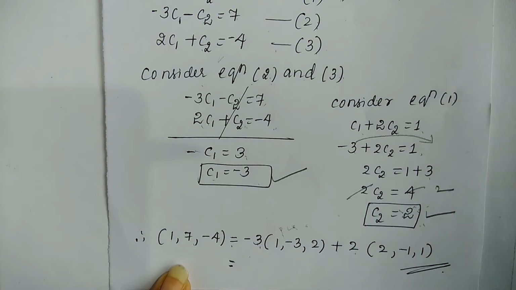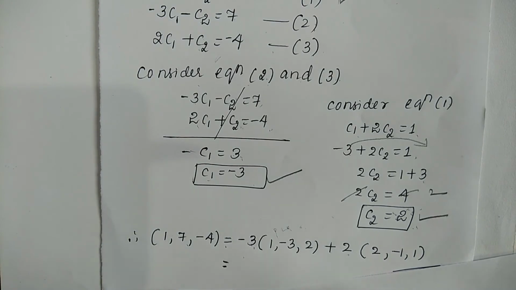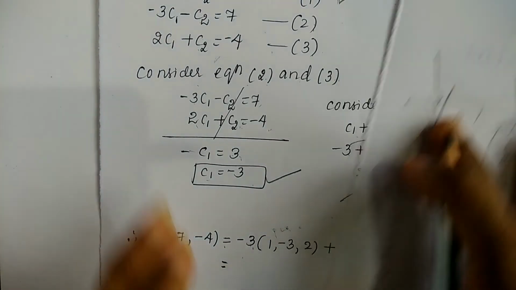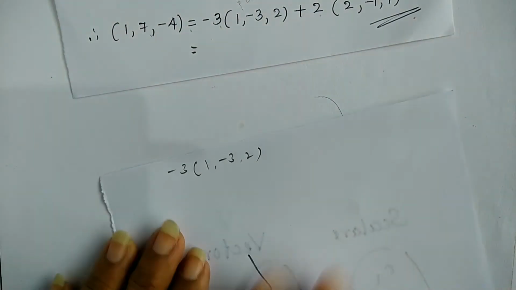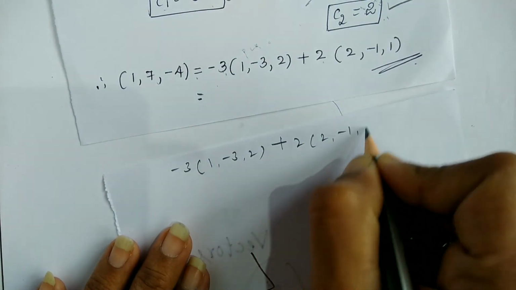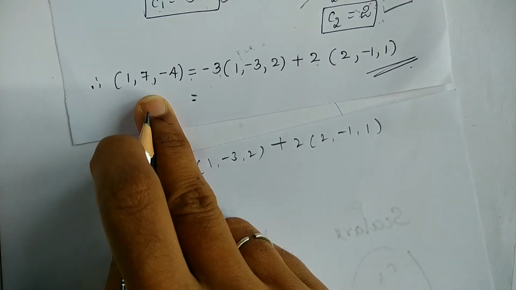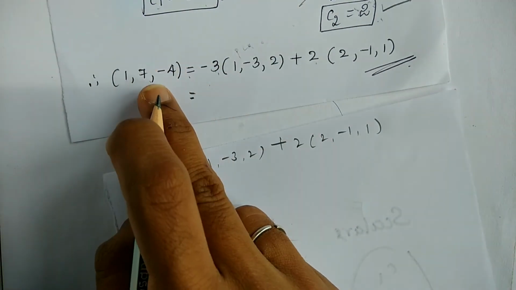So let's check this one. I am writing here: minus 3 into (1, minus 3, 2) plus 2 into (2, minus 1, 1). Let's check whether the right hand side becomes equal to the left hand side.